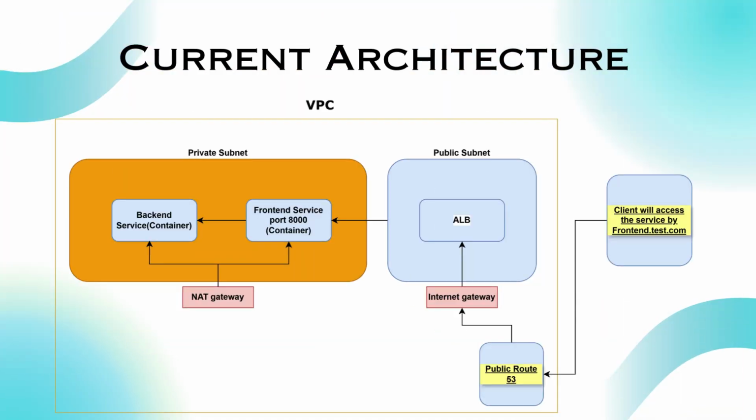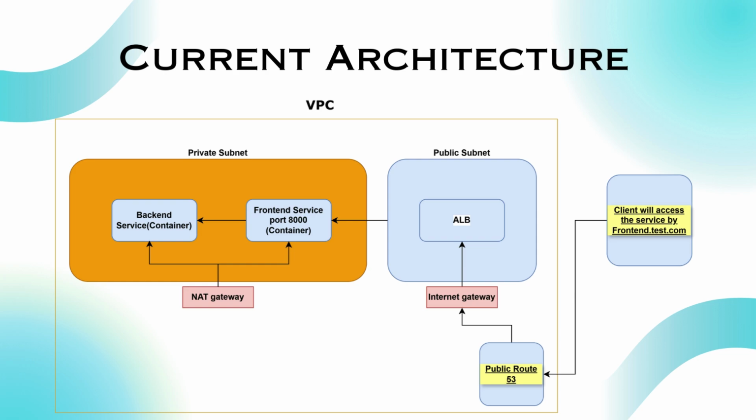Look at the current architecture. Here we have one VPC. We have two subnets. One is called the private subnet, another one is called the public subnet. In that private subnet, we have a backend service and the front-end service. The front-end service is running on port 8000. All are running in containers. Assume it is running in an ECS cluster. Both the backend service and the front-end service are running in a private network.